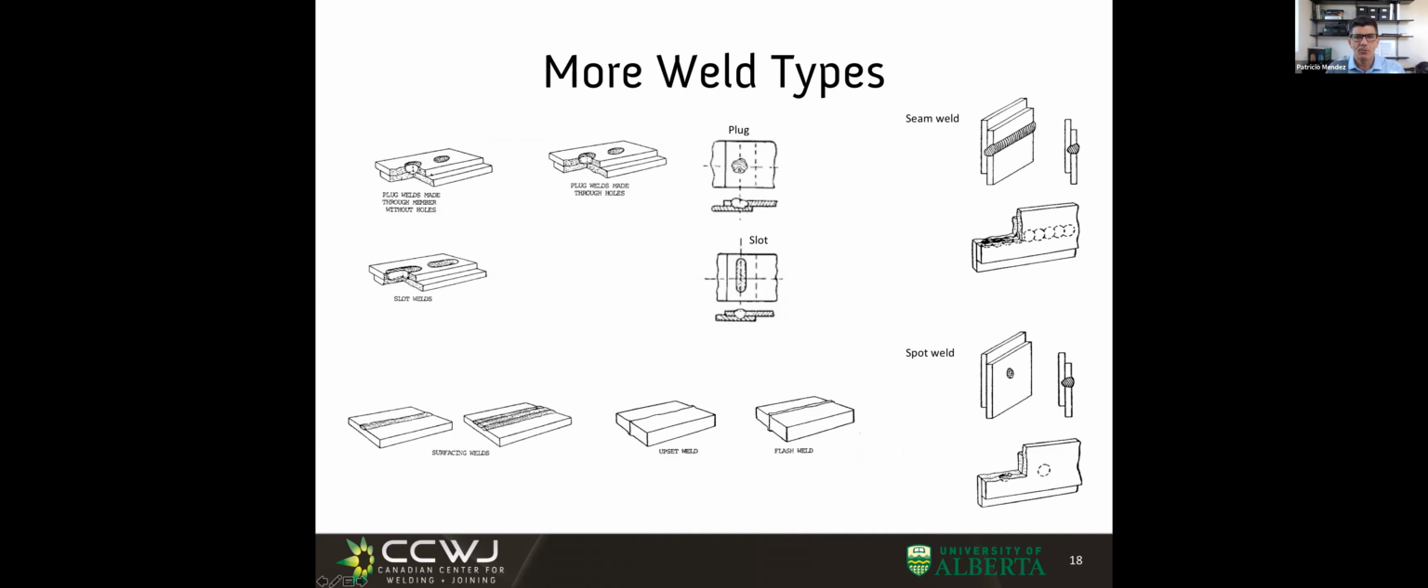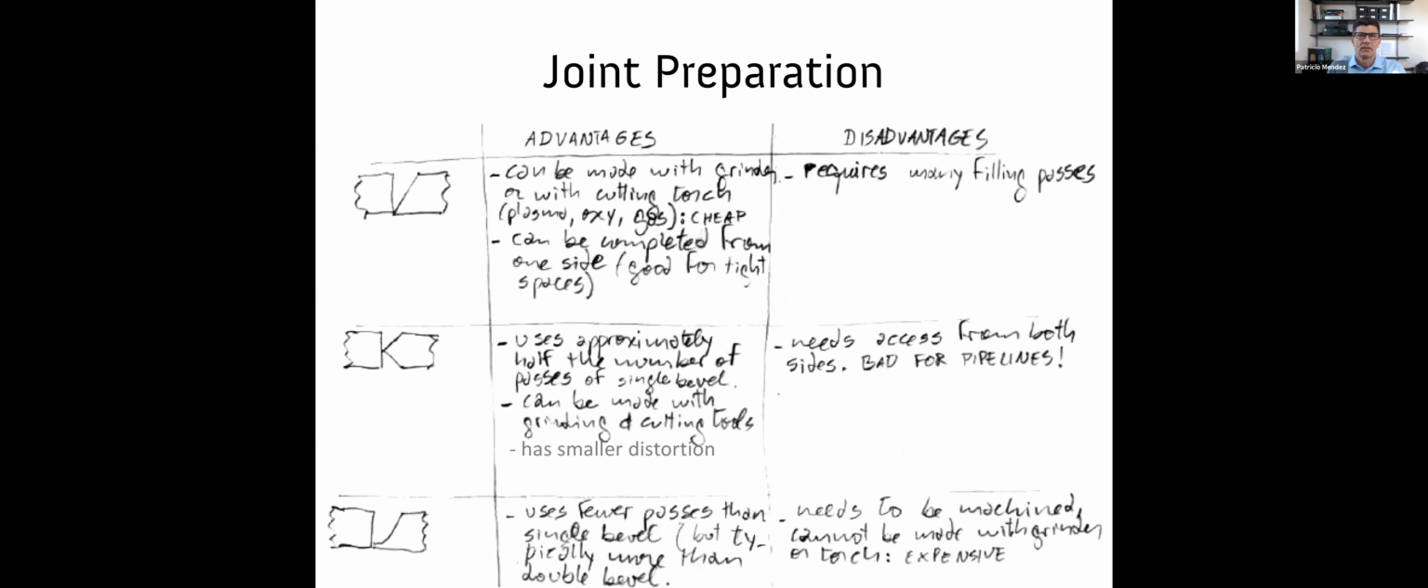So more types of welds. This is called a plug weld, in which you either melt the top plate until you melt the bottom plate, or you just make a hole. Surfacing welds. There are all these different types of welds. I want to go quickly over some considerations when we talk about joint preparations. For example, if we have a single bevel joint, we can make that with a grinder, or we can cut it with a torch.